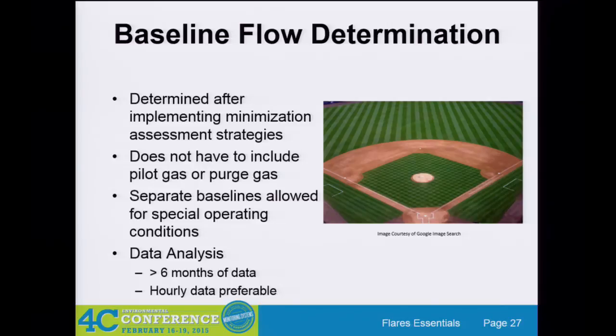We recommend greater than 6 months of data, just because a lot of facilities have seasonal variation in their flow. In the summertime, things heat up, things are producing a little more off gas, and tend to have a little more flaring. You'd rather have those periods of higher normal flaring in your baseline than do it in the winter and have a much lower baseline that you have to deal with.